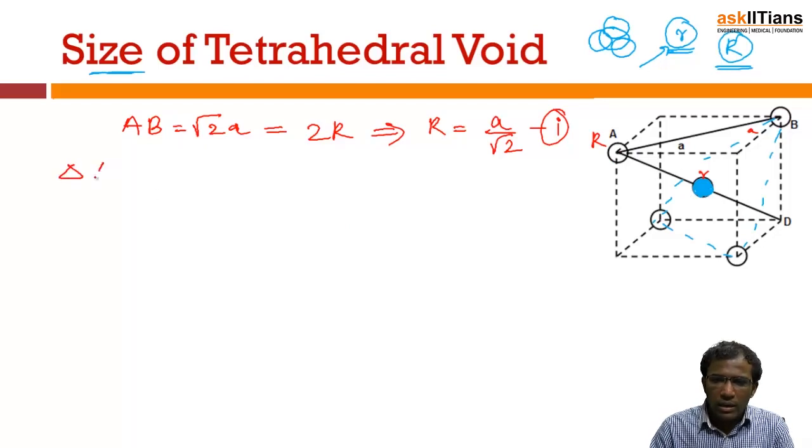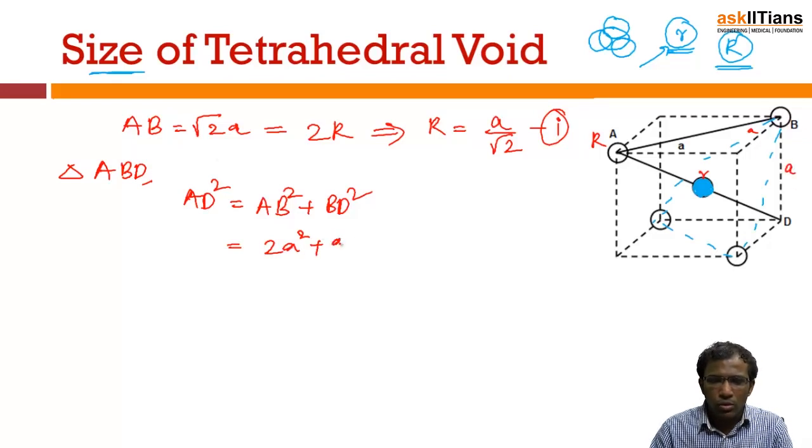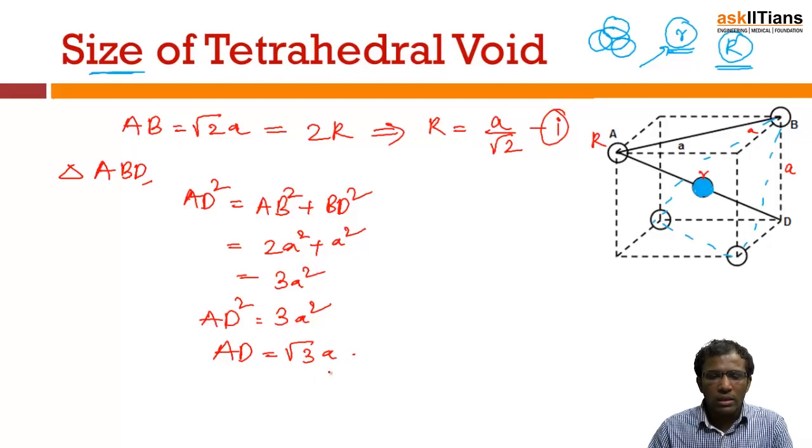So, from the triangle ABD, AD square is equal to AB square plus BD square, from the Pythagoras theorem. So, AB's length is how much? AB length is root 2 a. So, it is 2a square plus BD is what? BD is edge length a. So, a square. So, it will become 3a square. So, AD square is equal to 3a square. So, AD is equal to root 3 a. So, this is the length of the body diagonal, which is equal to root 3 a.